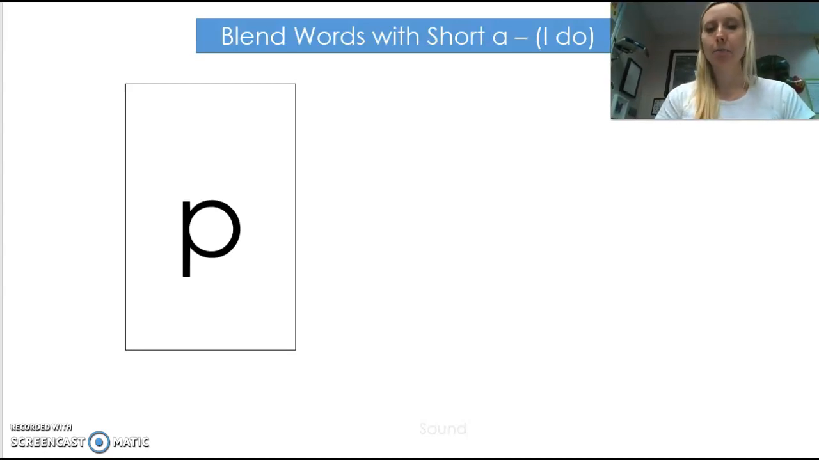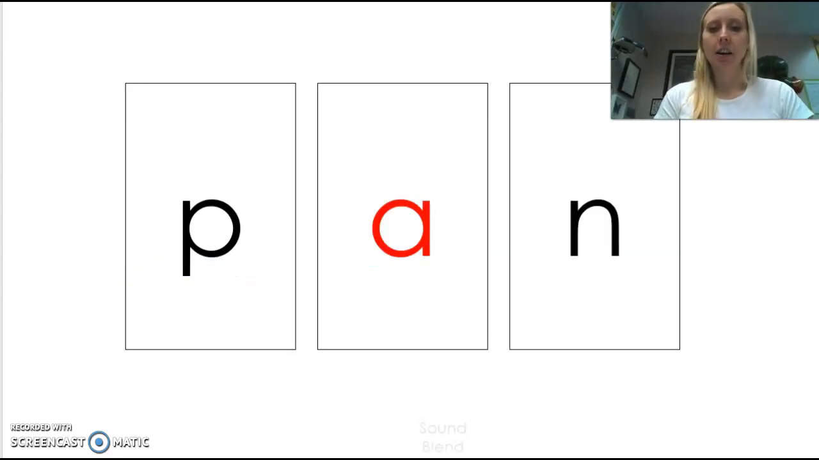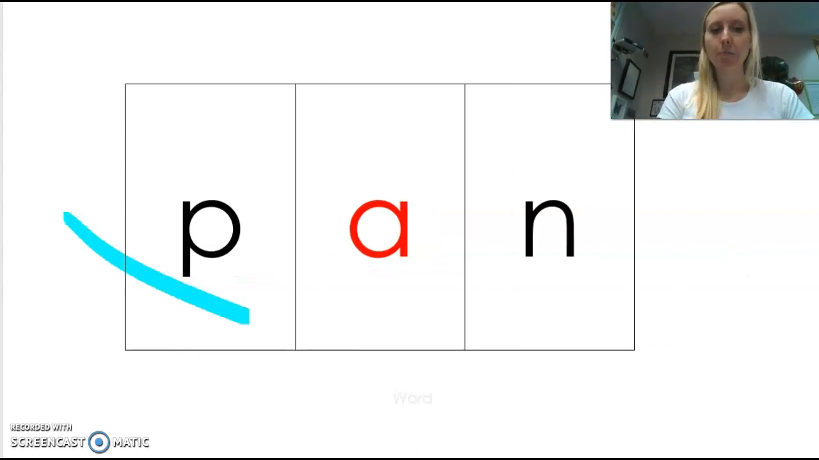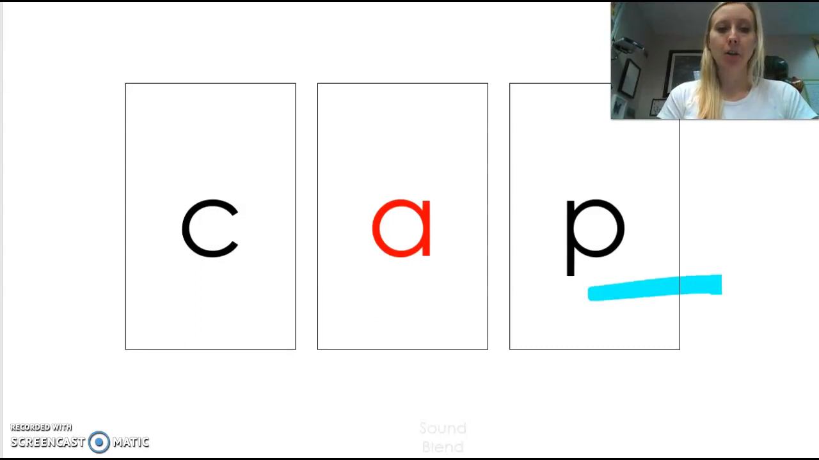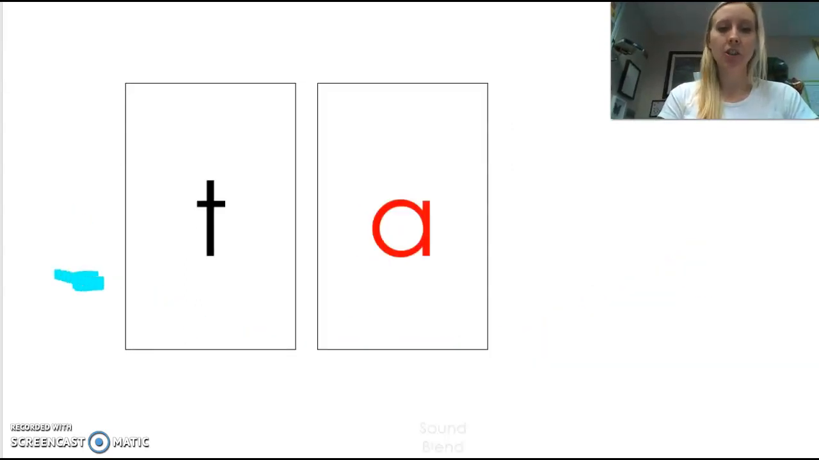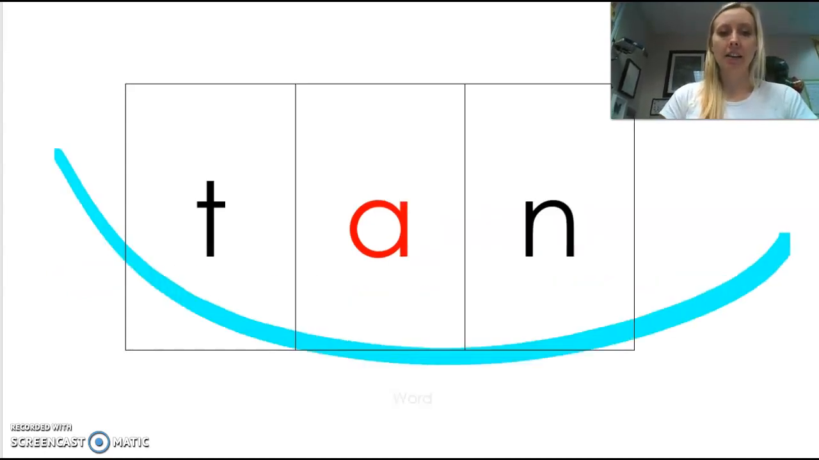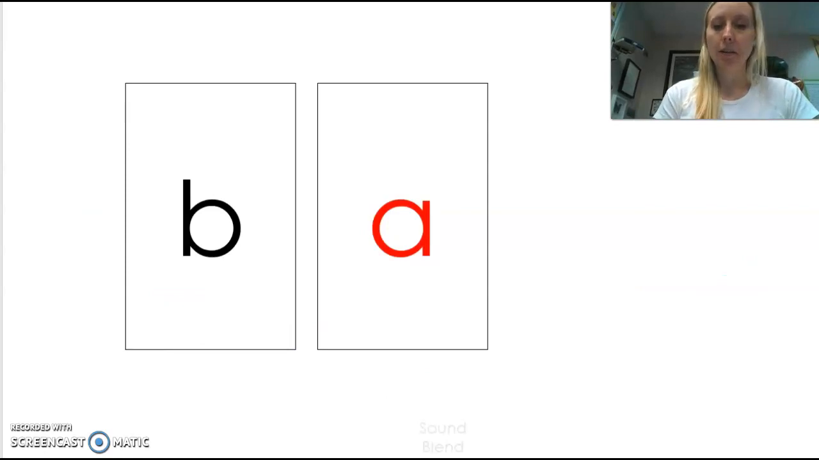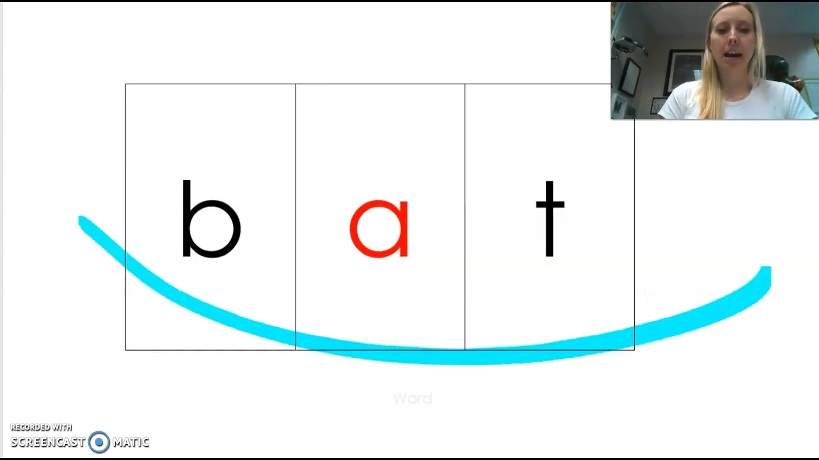Okay, friends, we're blending today with the short A sound, which is a. So we can't blend with p yet. Now we can blend. Pan, pan. Put it together. Pan. K, cap. Word, cap. T, can't blend yet. Now start at the beginning and blend. Tan. Tan. B, can't blend yet. Now blend. Bat. Word, bat.